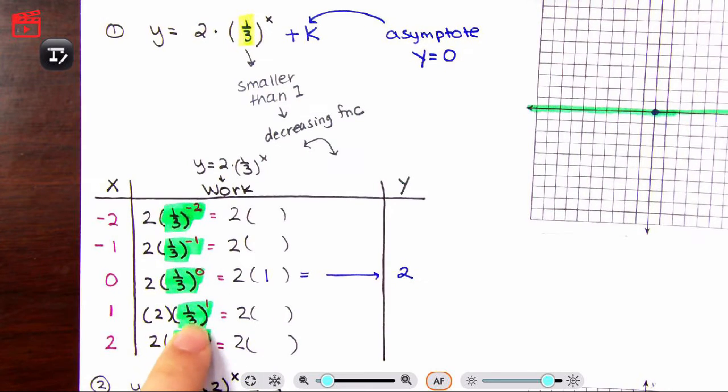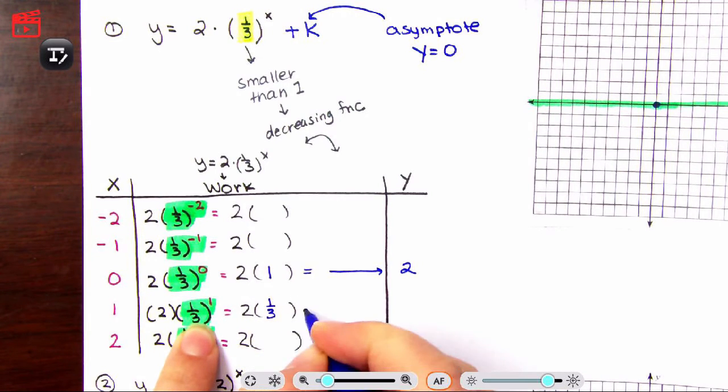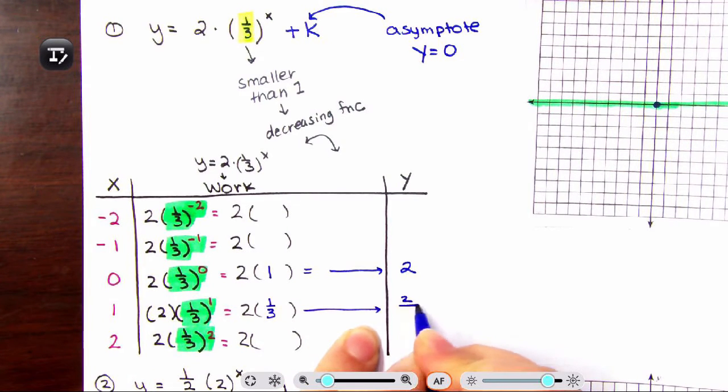I'm also going to do this one first as well because anything to the first power is that anything. So I have my 1/3 here. Excuse me. 2 times 1/3, that is 2/3.